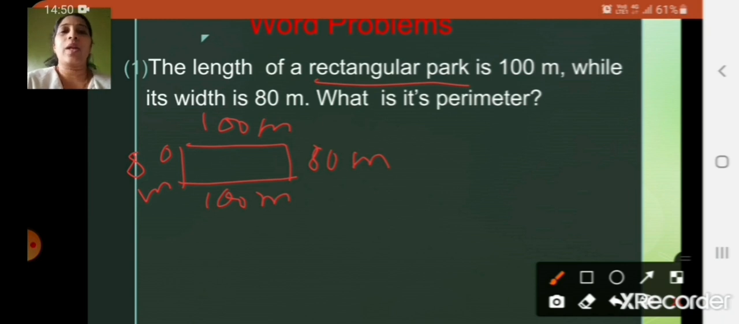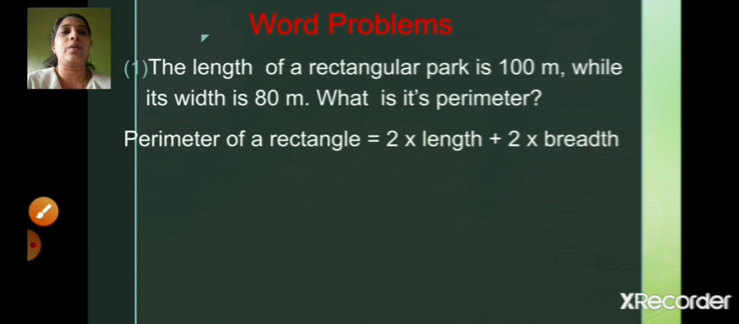And then you can use the formula. Perimeter of a rectangle is equal to 2 into length plus 2 into breadth. So what you will do? 2 into 100 plus 2 into 80. So 2 into 100 will be 200 plus 2 into 80 will be 160, right? So your answer will be 360 meter, right? So let's calculate it.